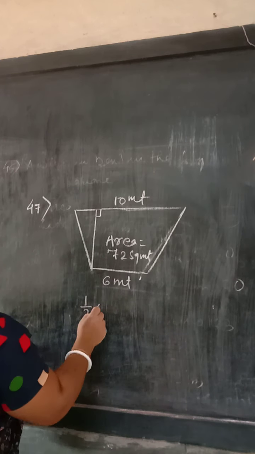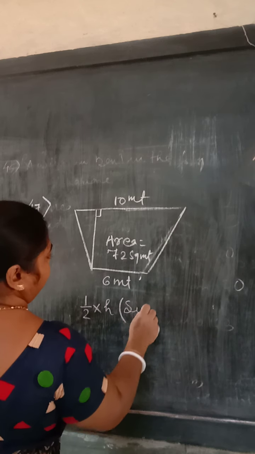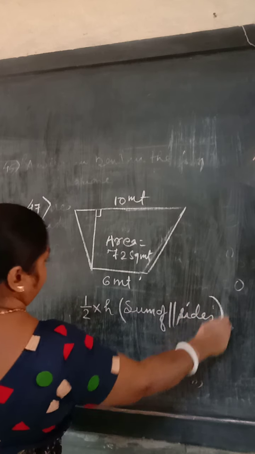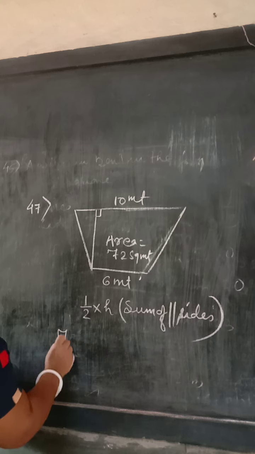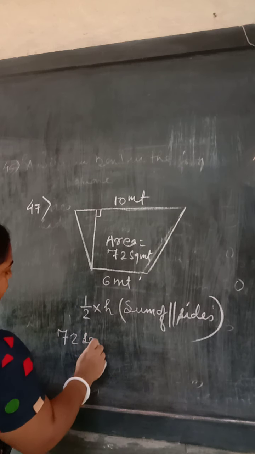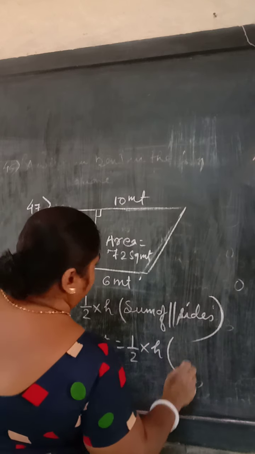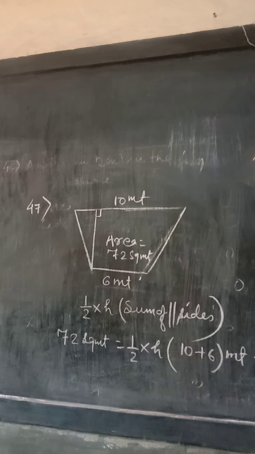What is the formula we know? Half into h into sum of parallel sides. Now already we have area, so we can write 72 square meter is equal to half into h into 10 plus 6 meter. Now you can find the value of h. The canal is that meter deep. So I think you can do it.